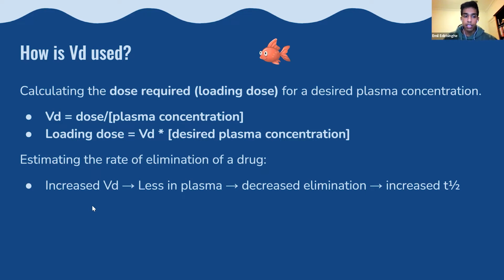The other thing is that you can also estimate the rate of elimination of a drug, which means that if you have an increased volume of distribution, that means you'll have less in the plasma, which means that you'll have decreased elimination of the drug and an increased half-life of the drug. And we'll talk a little bit about what half-life means in a bit.